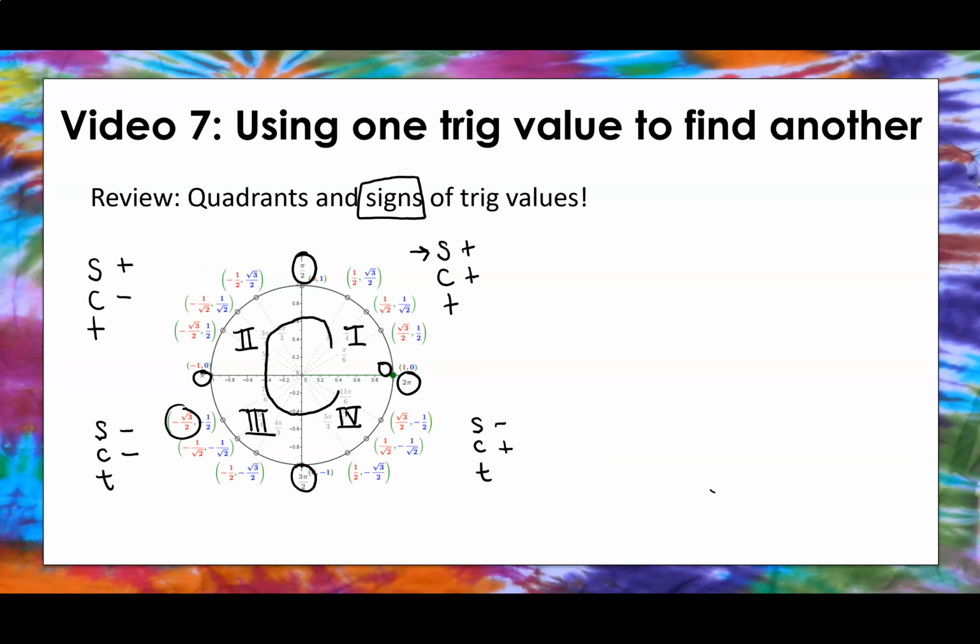And now let's talk about tangent. Tangent, as a review, is equal to sine over cosine. So I'm just going to take these two signs and divide them. What is a positive over a positive? Yeah, of course, it's a positive. That's a T for tangent.